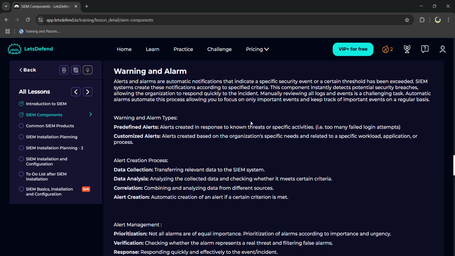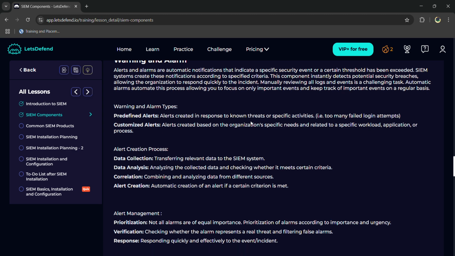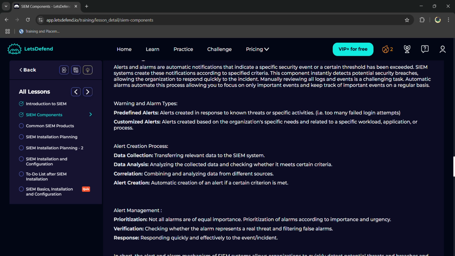Next is warning and alarm. Alerts and alarms are automatic notifications that indicate a specific security event or that a certain threshold has been exceeded. SIM systems create these notifications according to specified criteria, and this component instantly detects potential security breaches, allowing the organization to respond quickly to the incident. Manually reviewing all logs and events is a challenging task, and automatic alarms automate this process, allowing you to focus on important events only.